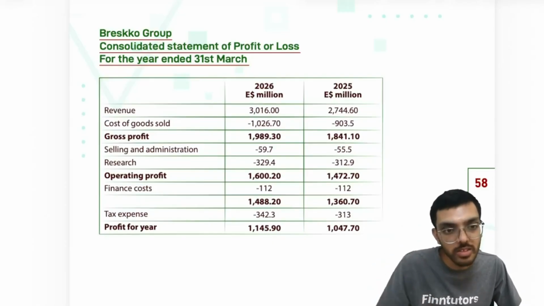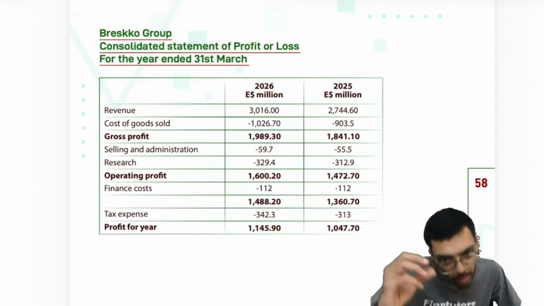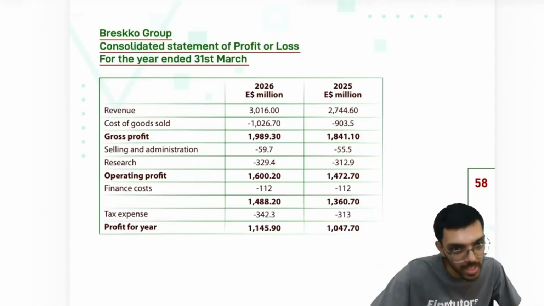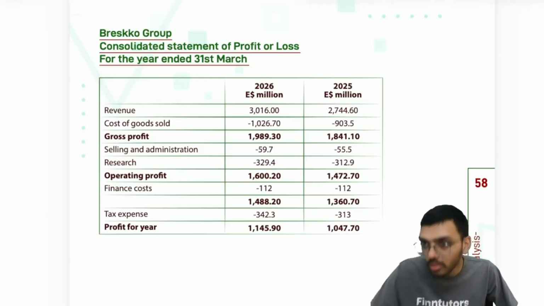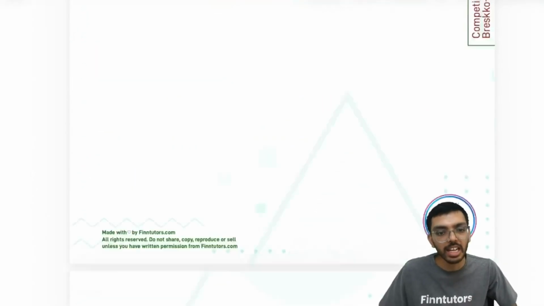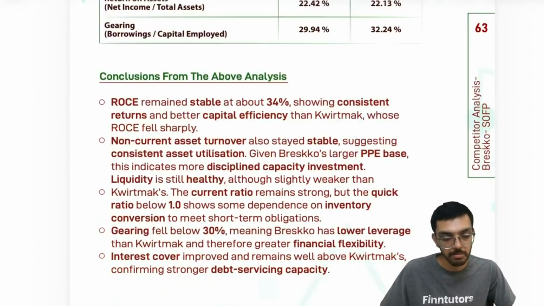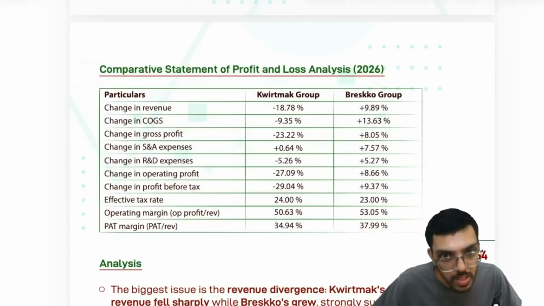Now again, within this summary, I will directly go through the comparative analysis with you. If this were my detailed analysis, again I would go through number by number of Bresco, the ratios, then the comparison. But because we have limited time, I'll directly go to the comparison of both the companies. So we'll start with the profit or loss.